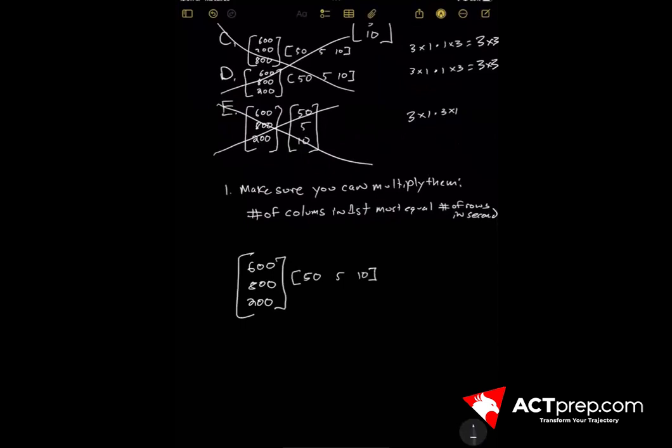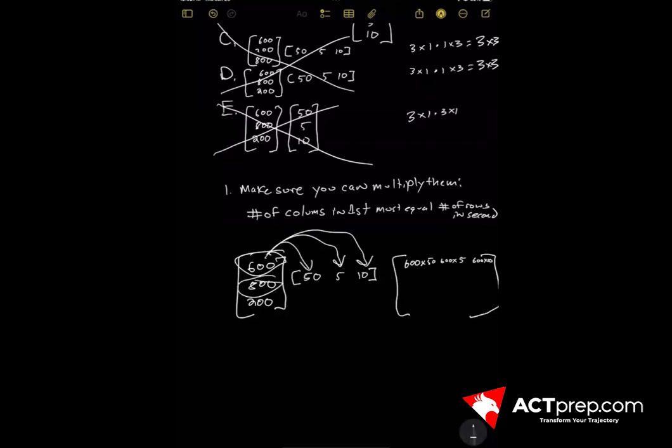So we're just going to take every row of the first matrix and multiply it by each column of the second matrix. All right, so we're going to take 600, we're going to multiply it by 50, then 600 multiplied by 5, and 600 multiplied by 10. And that'll be our top row of our new matrix. So that's going to be our first.